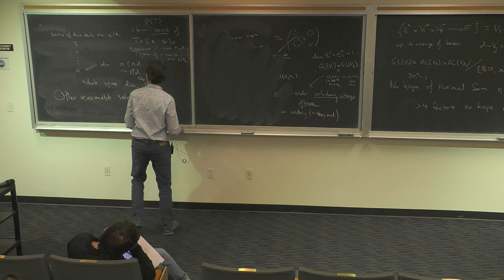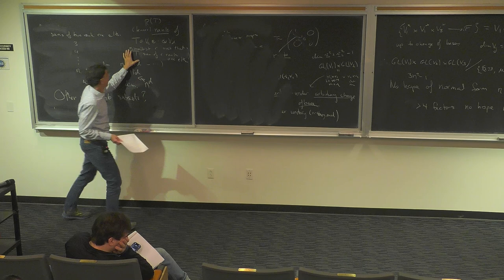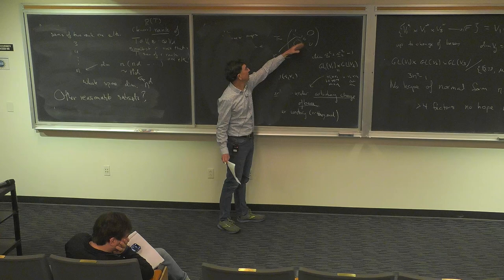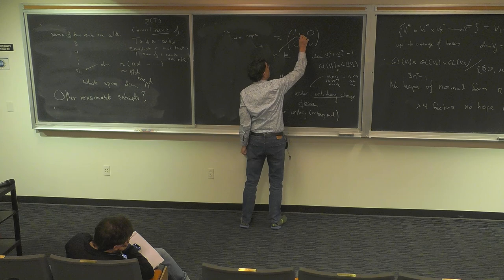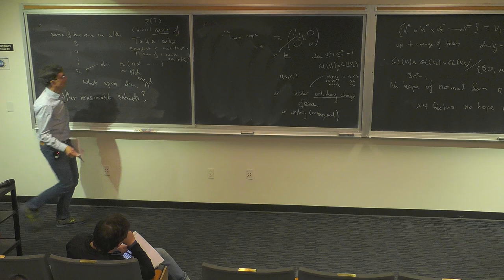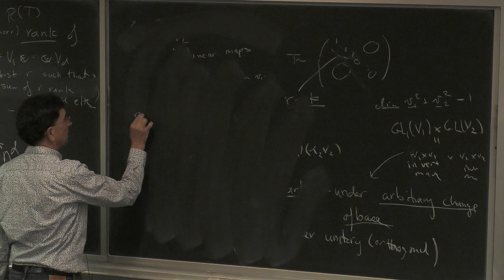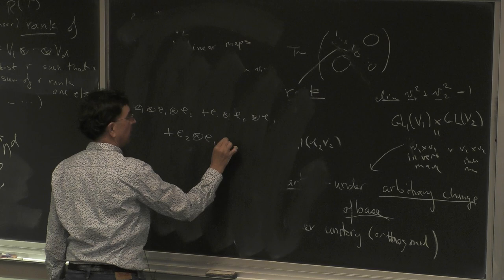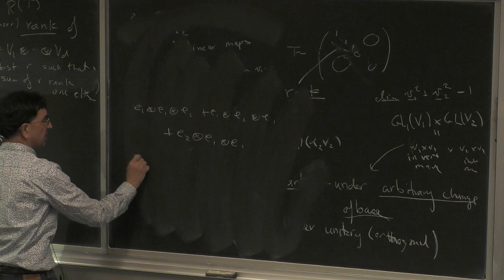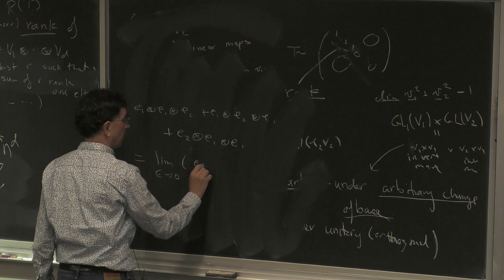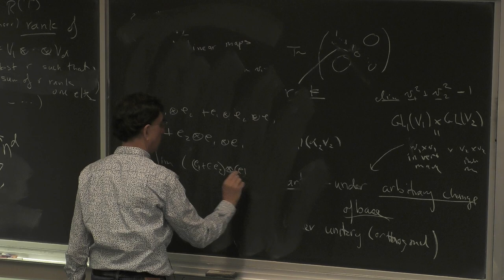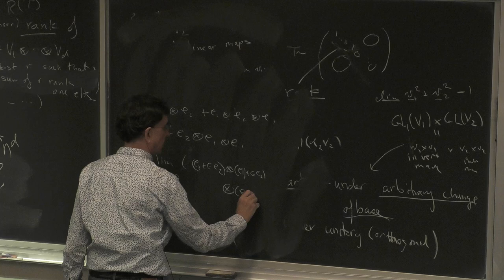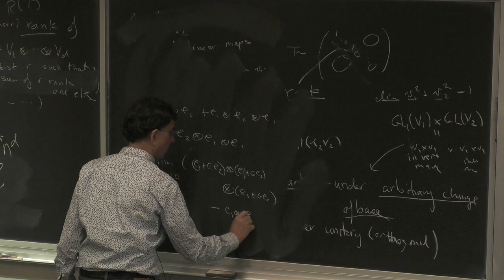Unlike matrix rank, this is neither upper nor lower semi-continuous. I mean, matrix rank is semi-continuous in that you can take a curve here, put an epsilon, and make the rank drop, but you certainly cannot make the rank go up. But here, you can make the rank go up. For example, if I take E1 tensor E1 tensor E2 plus E1 tensor E2 tensor E1 plus E2 tensor E1 tensor E1, you could check this cannot be written as a sum of two elements, but it's the limit as epsilon goes to 0 of E1 plus epsilon E2 tensor E1 plus epsilon E2 tensor E1 plus epsilon E2, minus E1 tensor E1 tensor E1.